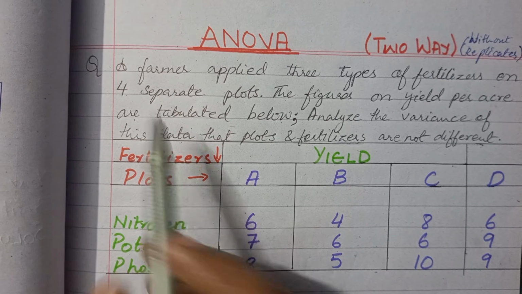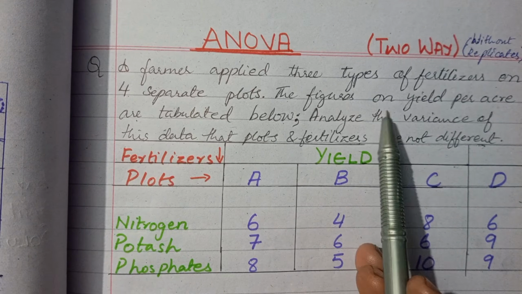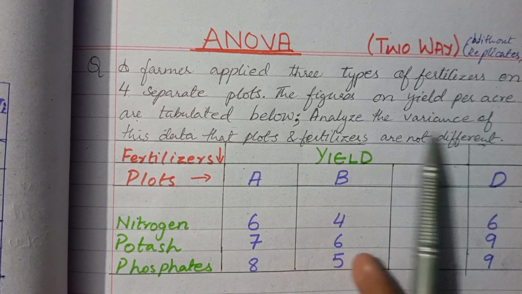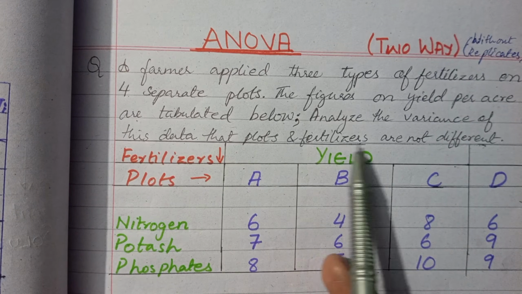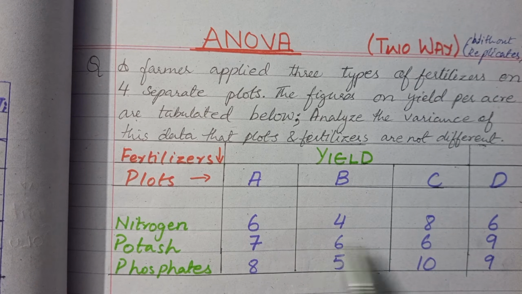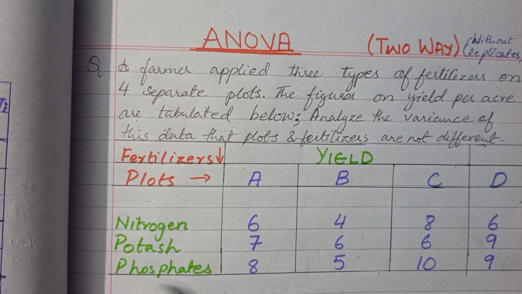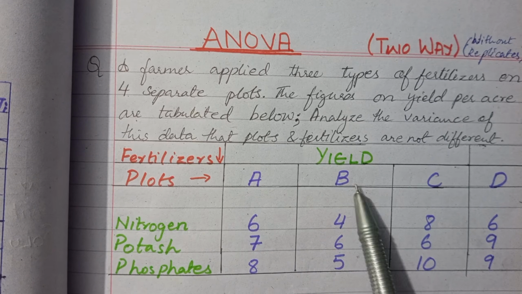So let's start. A farmer applied three types of fertilizer on four separate plots. The figures on yield per acre are tabulated below. Analyze the variance of this data, that plots and fertilizers are not different. So here a table is given with the fertilizers and plots, and the yield numbers are given; these are yields due to nitrogen. The fertilizers are nitrogen, potash and phosphates, and the plots are A, B, C, D.